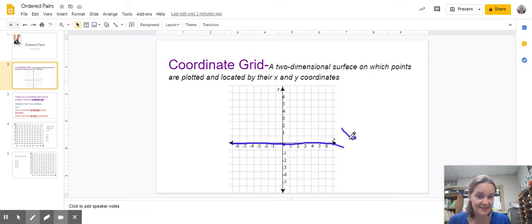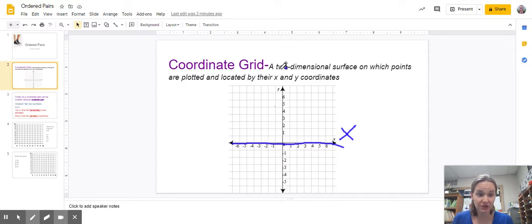Now, the first thing we need to know about coordinate grids is this line right here. This is called our x-axis. It's going to be very, very important for us to know. This line right here that tells us how far to the left or to the right that we go, that's called our x-axis. Okay? X-axis. It's our horizontal line.